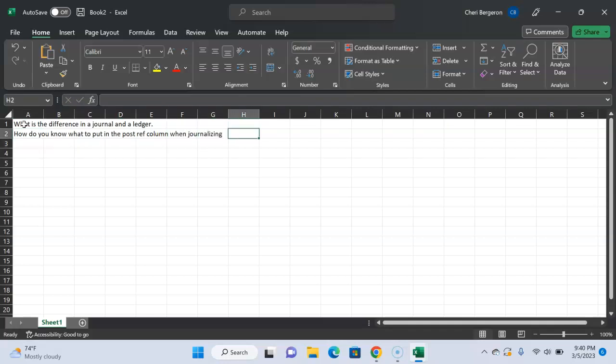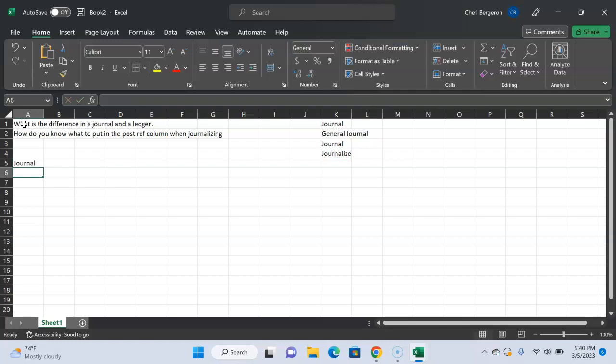First of all, one reason why this is complicated for new accounting students is that we have so many different words for the same thing. When you're looking at a journal, some people call this a general journal, some people just call it the journal, or some people say where you journalize. But all of those mean the same thing. So let me create one of those first.